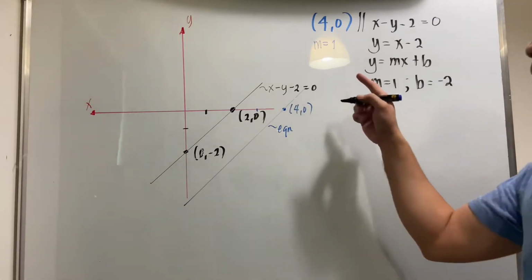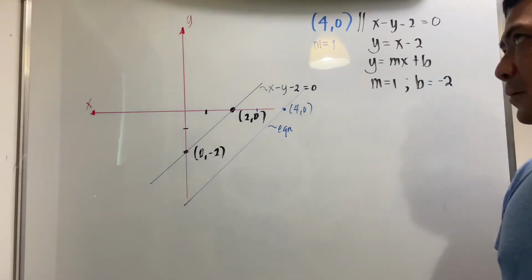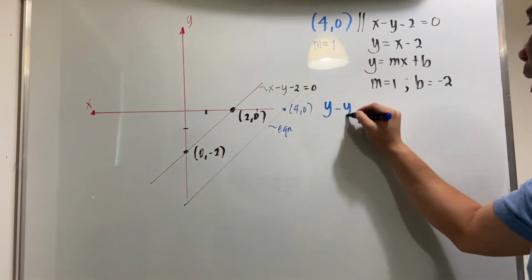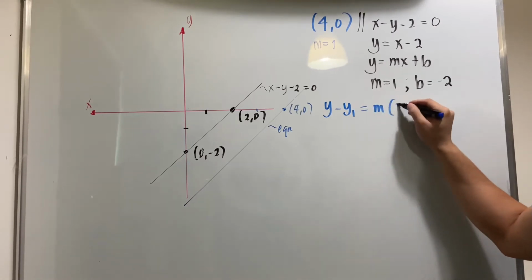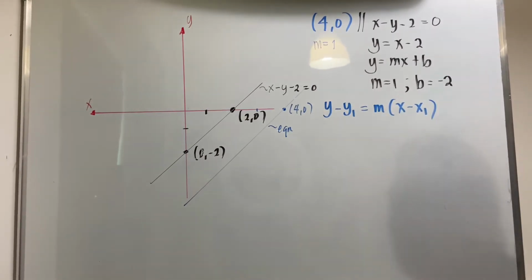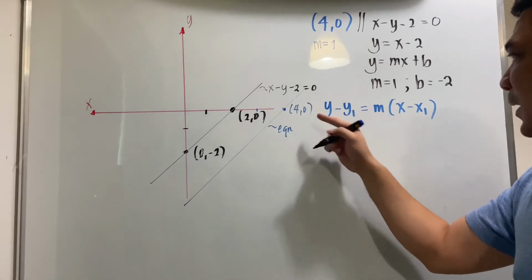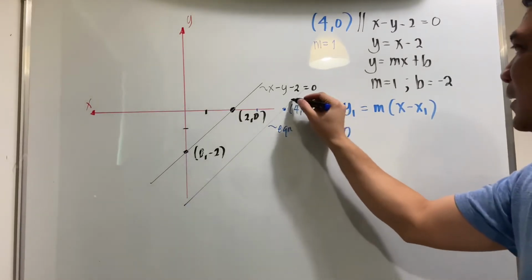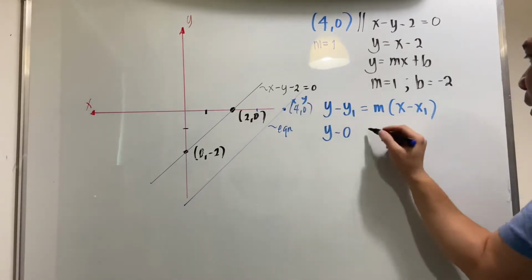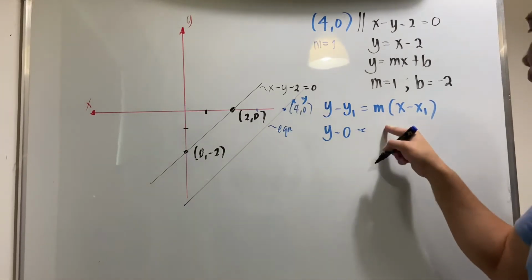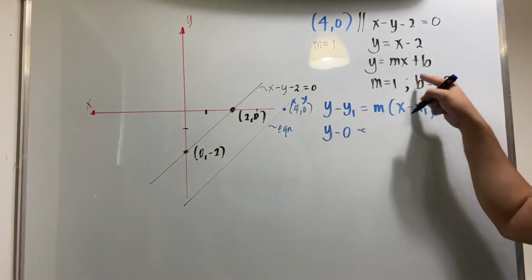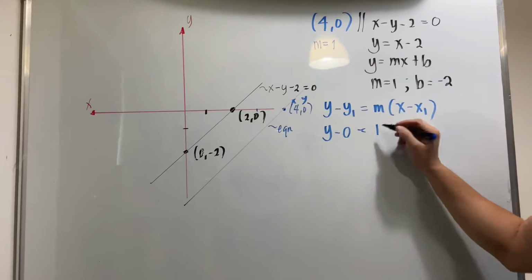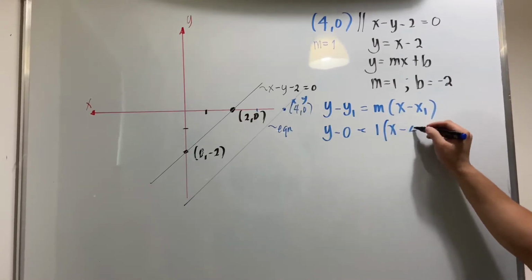So using the point-slope form, we have y - y1 = m(x - x1). We have a point which is (4, 0). So let's substitute now. y - 0, because this is your x and this is your y, is equal now to your m. For parallel lines, the slope of this one is equal to the slope of that line. So this is 1, and then (x - 4).